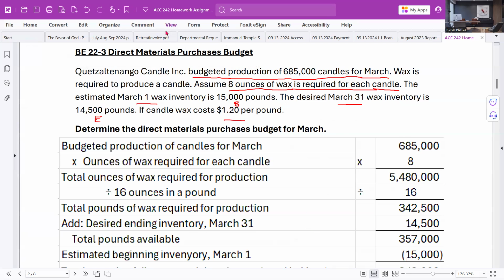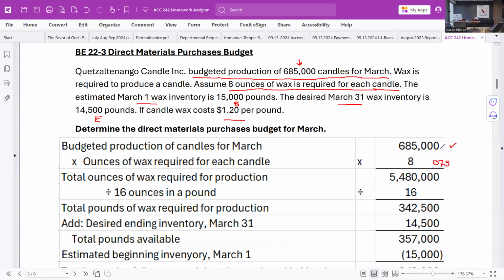Okay, so let's walk through this. This is the first thing we're given. We are given the budgeted production in candles. They anticipate making 685,000 candles. That's this number, right? They plan on making 685,000 candles. And they need 8 ounces of wax to make a candle. So this is the ounces that they need to make a candle, right? 8 ounces to make a candle.